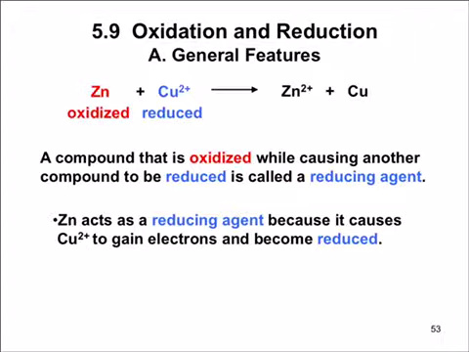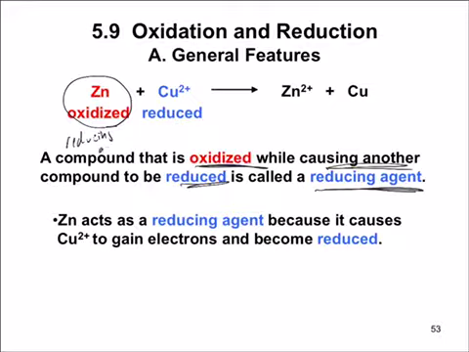All right, so there's some other confusing things that you should know about redox, and that is what we call oxidizing agents and reducing agents. Okay? So, a compound that gets oxidized can be said it causes reduction. So, whoever gets oxidized is called a reducing agent. So, zinc here, because it gets oxidized, it is the reducing agent.